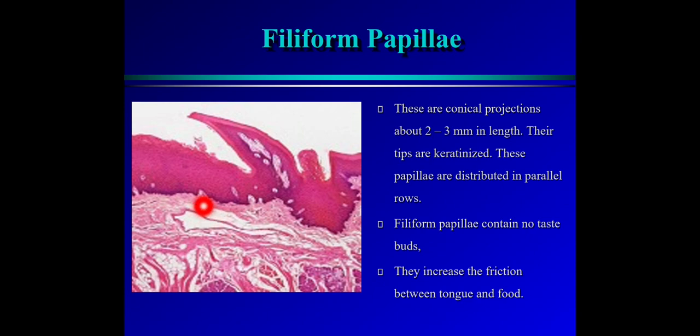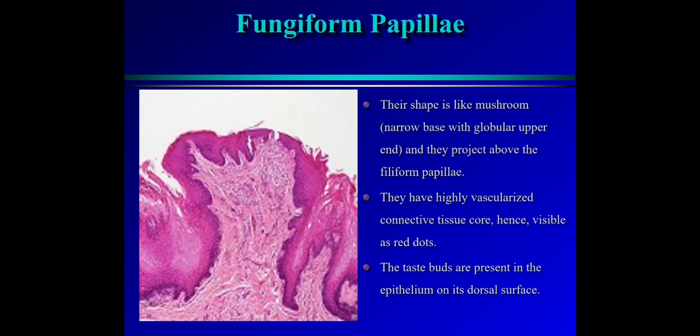Here this is the dorsum of the tongue. It is showing stratified squamous parakeratinized epithelium. Here this is the keratinization at the tip of the filiform papillae, and in the wall there are no taste buds. Okay, so these are the filiform papillae. Next to that, we'll discuss the fungiform papillae.